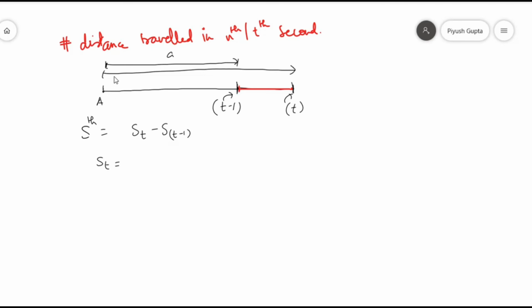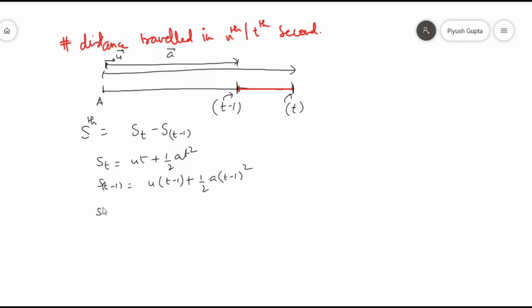Okay, so suppose the body is having a constant acceleration a, so the distance traveled in t seconds starting from initial velocity u is going to be ut plus half a t square. So I'm assuming the body is having a forward acceleration and this is the forward initial velocity, so both u and a are in the same direction. That's why we are having a positive sign, otherwise it's going to be a negative sign. So st is going to be ut plus half a t square. Similarly s(t minus 1) is going to be u(t minus 1) plus half a(t minus 1) square.